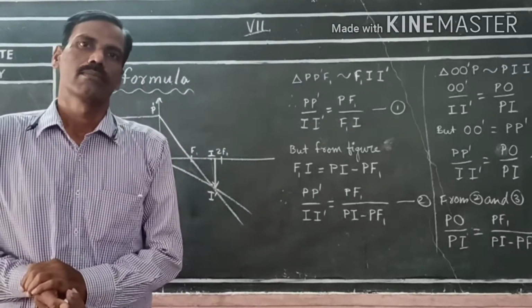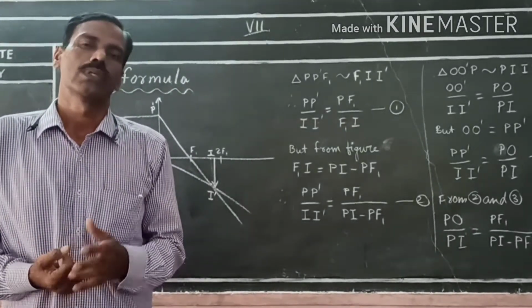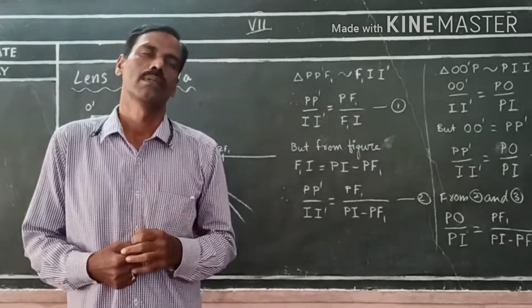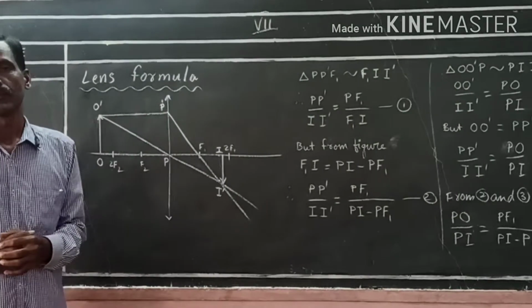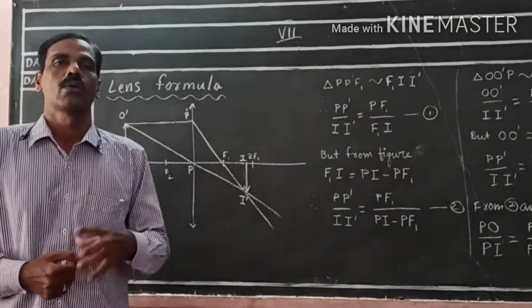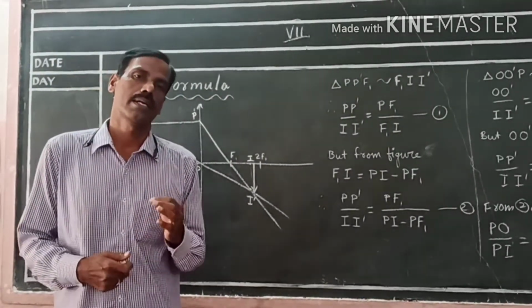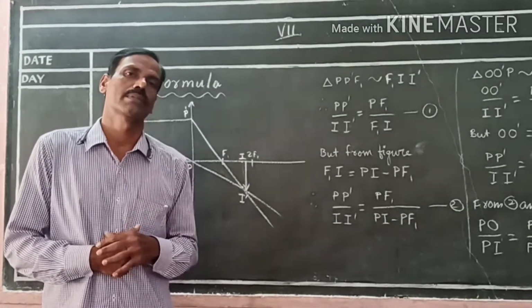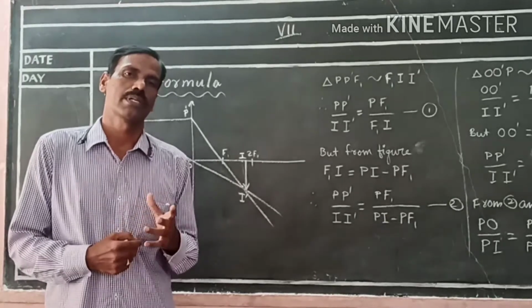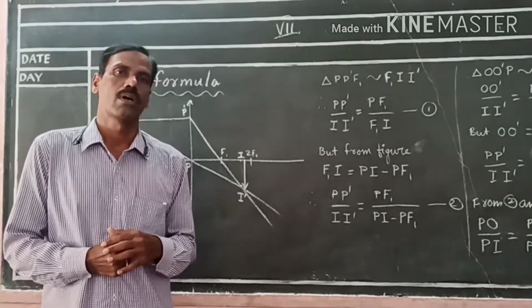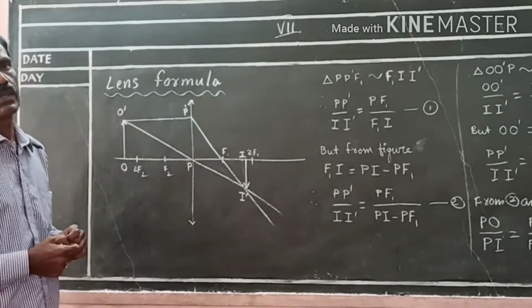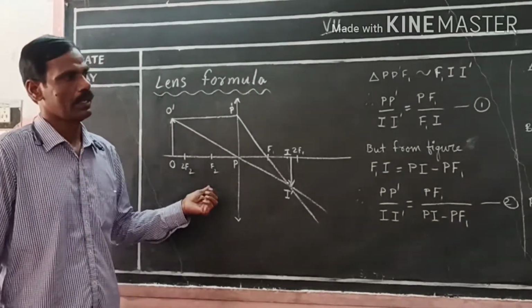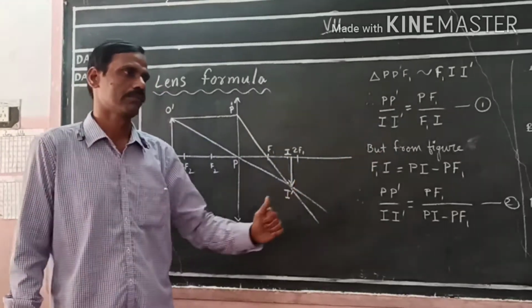Dear children, in this video we are going to derive a formula called the lens formula. In the earlier videos we discussed ray diagrams of the image formation for the location of different objects. Here let us discuss the ray diagram first and then we will go for the derivation.